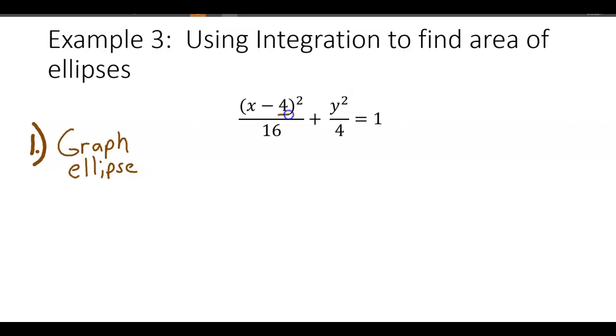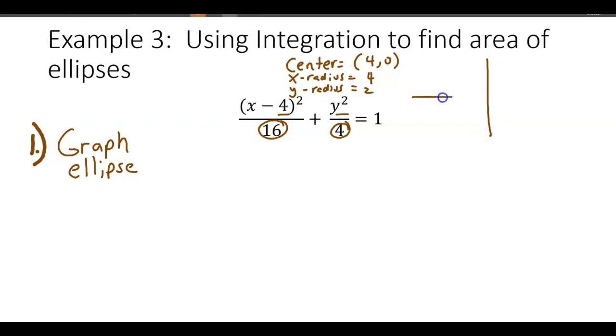Okay, so my h is 4. I have no k. And you're going to do the opposite sign of both the h and the k. So in this case, our center will be 0, 4. I'm sorry, I take that back. It's 4, 0. And then my x radius, if I may call it that, is going to be the square root of that number. It's going to be 4. And my y radius will be the square root of the number underneath the y, which is 2. So let's see what that graph would look like.